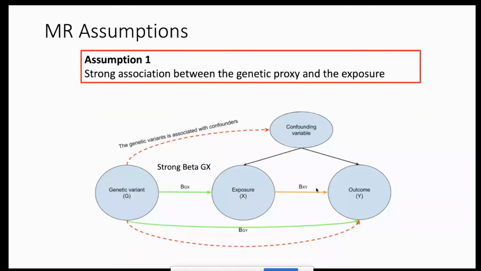Now, there's a number of assumptions that we need to make for a Mendelian randomization study. And the first assumption is that there's a strong association between the genetic proxy and the exposure, because ultimately the genetic proxy is what's driving the study. We need to make sure that that is a strong marker for the exposure. Okay, and this can be measured using several different metrics.